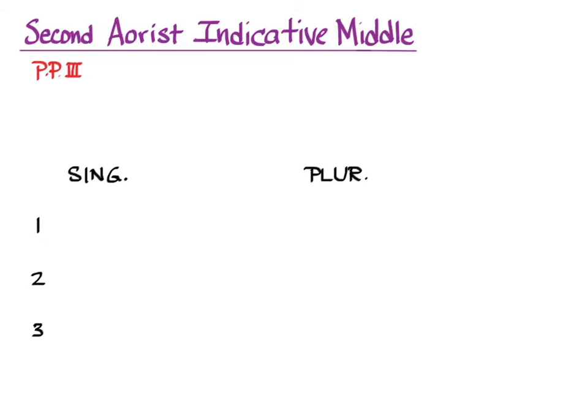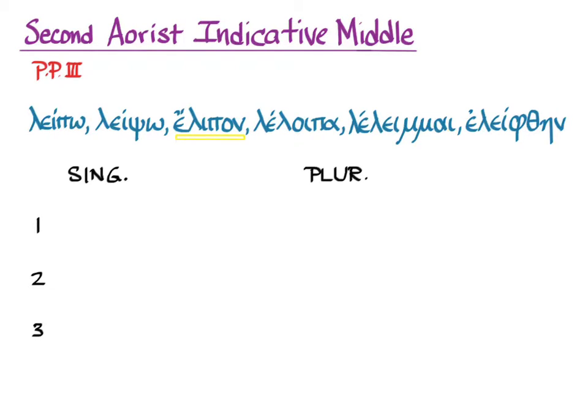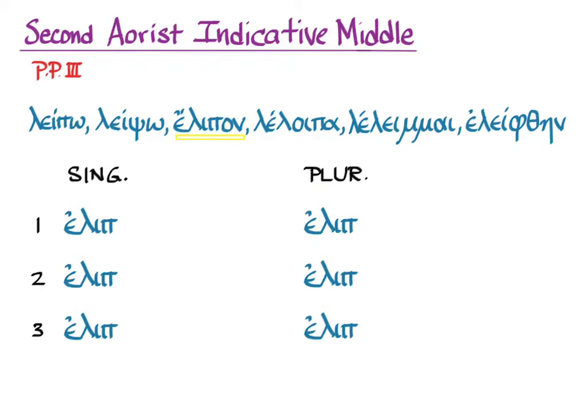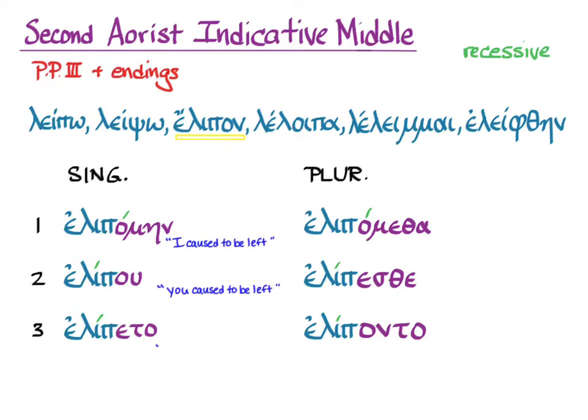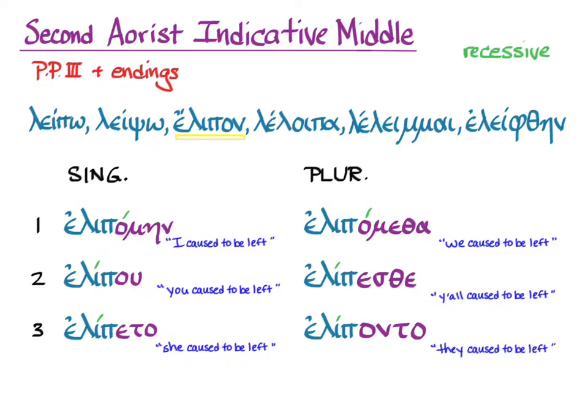Let's try an example. Principal part 3, let's have the augmented stem and our endings. And what we're going to get then, with the recessive accent in there, is elipomen, I caused to be left. Elipu, you caused to be left. Elipeta, she caused to be left. Elipometha, we caused to be left. Elipestha, y'all caused to be left. And eliponta, they caused to be left. So that's the second aorist indicative middle.